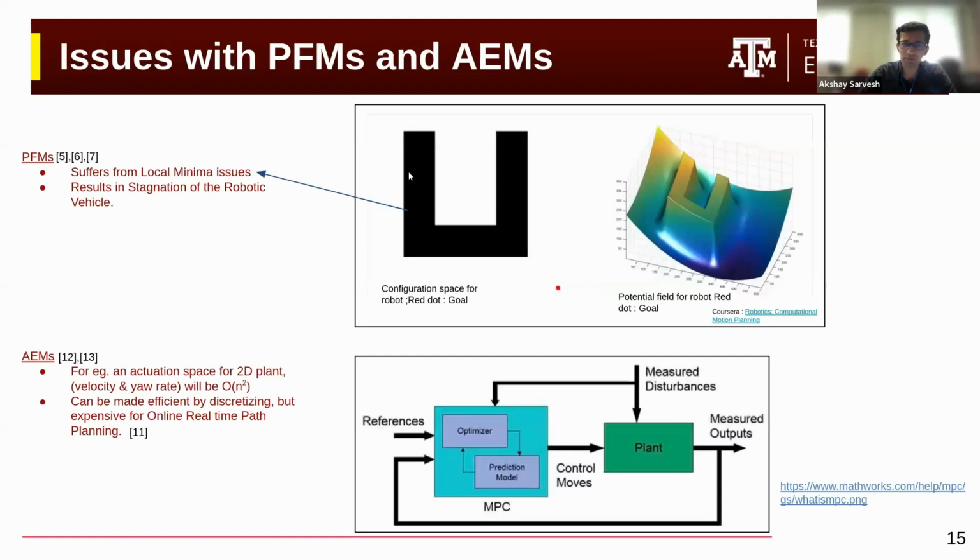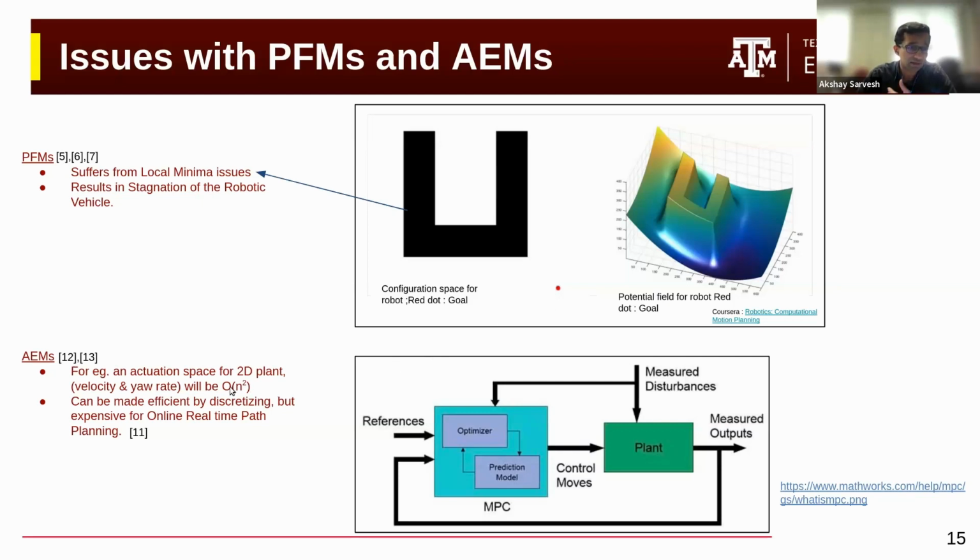Let me also focus a bit more on PFMs and the issues with AEMs and PFMs. Again, with PFMs, the idea is that you minimize the distance between the current location of the robot as well as the final destination. This has a tendency of getting stuck in a local minima. A local minima could be viewed as something like this, where it is a false minima, and depending on the curvature of the vehicle, if the robotic vehicle gets stuck in that local minima, it cannot come out. And that's a tricky situation to be in. It could result in stagnation of the robotic vehicle.